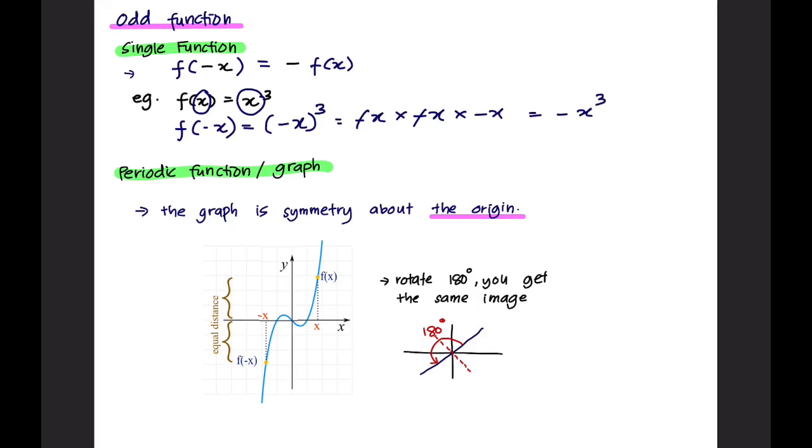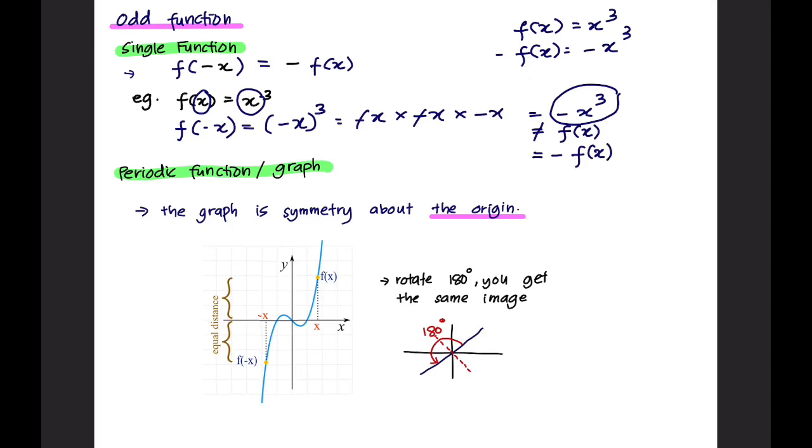Then we refer to f(x). This is not equal to f(x). Then you refer with -f(x). We have f(x) equal to x to the power of 3, so -f(x) is -x to the power of 3. So -x to the power of 3 is -f(x). So this function is an odd function.